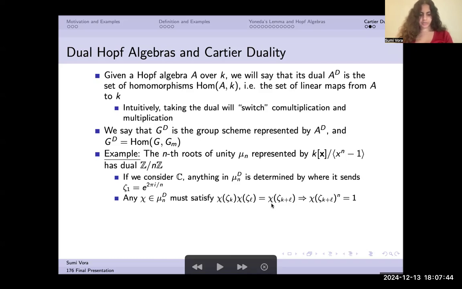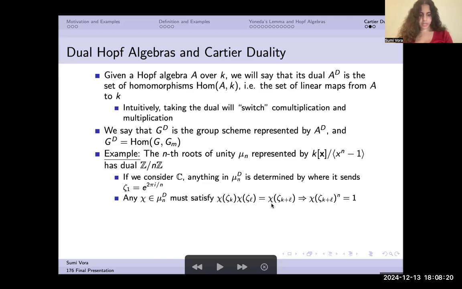Because again, this is proof by example, right? But if we want our constants to come from the complex numbers, maybe, then any homomorphism in the dual is going to be determined by where it sends your generator zeta 1, which is e to the 2 pi i over n, right? All the things are e to the 2 pi i k over n. So zeta 1, your original generator, is just e to the 2 pi i over n. And then that homomorphism must also preserve the relations.